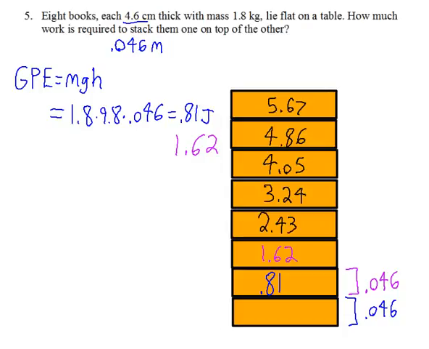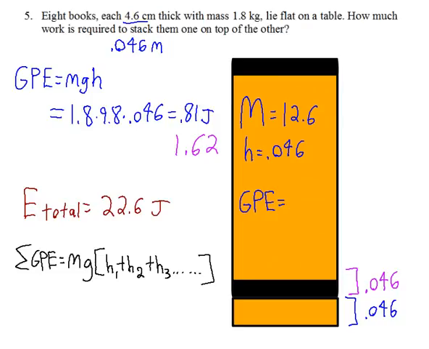If we continue in this way, where every sequential stack ends up costing 0.81 more energy because you're lifting it 4.6 centimeters higher, then you get all these energies for each different book that you lift. And for the total energy over here, you just add all those numbers up, and I get 22 joules. Now, one thing that could have been a shortcut on this is you could have recognized that they all had the same mg, and just the h's changed over here.